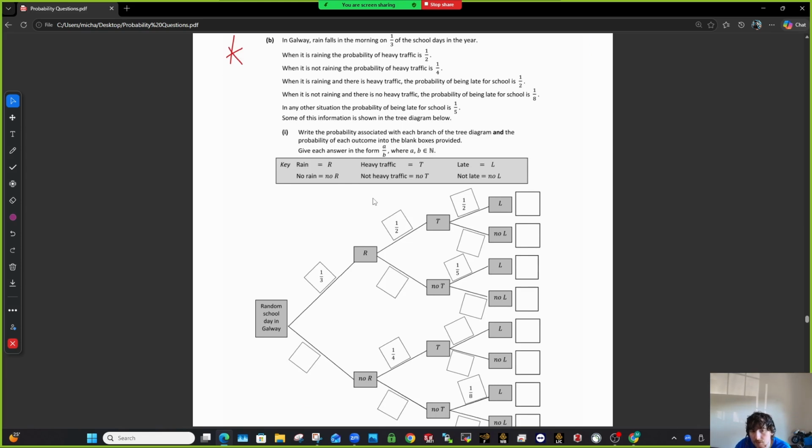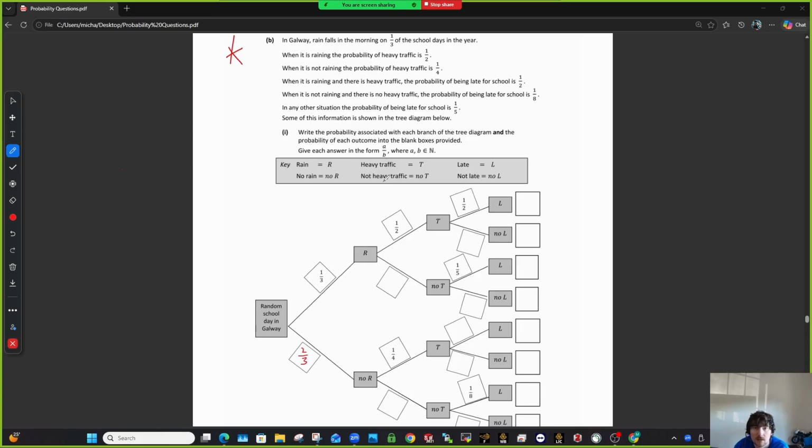Okay, so hopefully you've had a go at trying to fill that out. So I'm going to put it together here first. It says in Galway, rain falls in the morning on 1/3 of the school days. So that's why they put a third here, right? So this means 2/3 of the time there's no rain. So what you do is you list the outcome at the end, and then you write the probability along the tree branch.